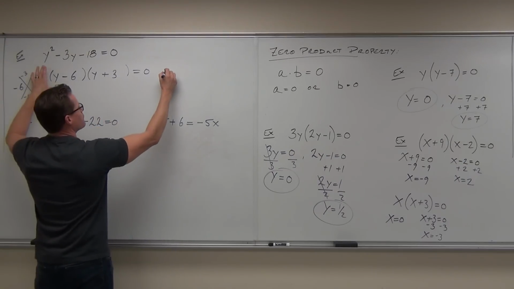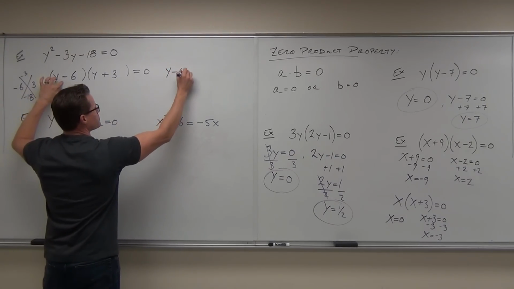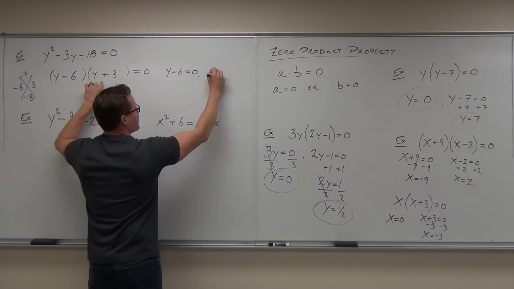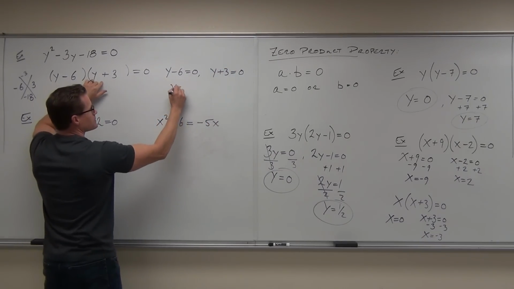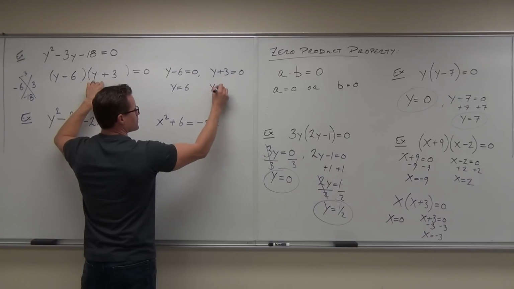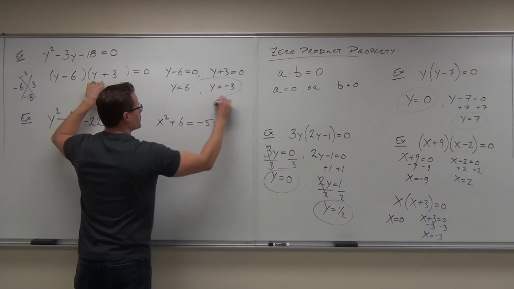So for us, we would have y minus 6 equals 0. We would have y plus 3 equals 0. And then we solve it. If you add 6, you get 6. If you subtract 3, you get -3. And those are our 2 solutions.